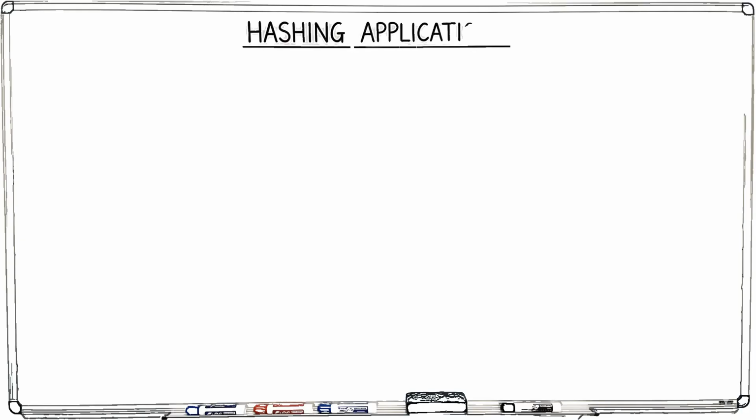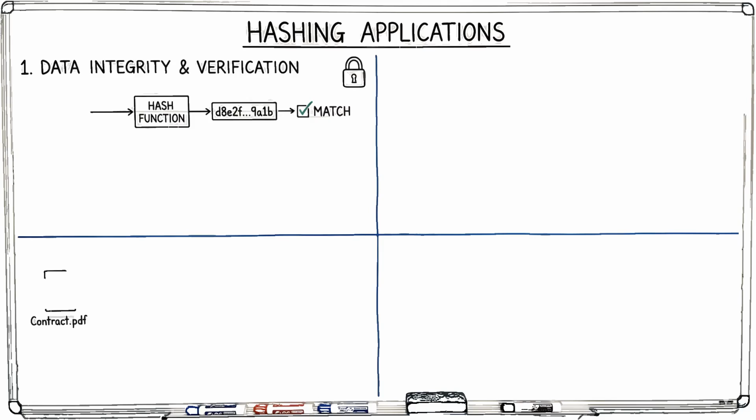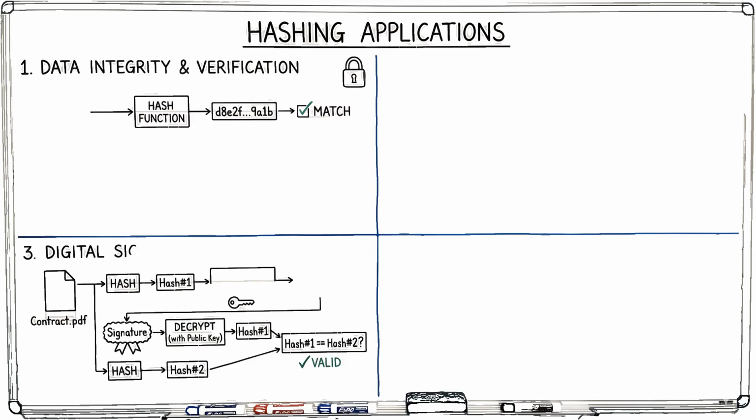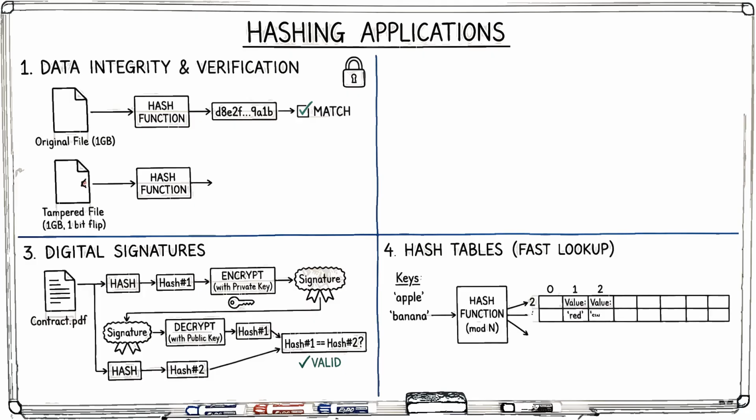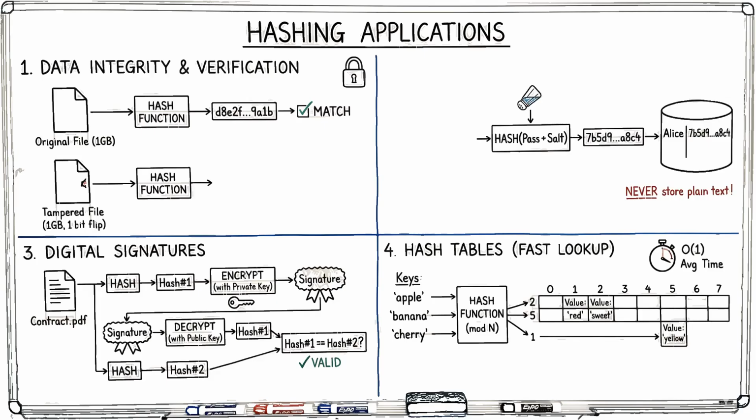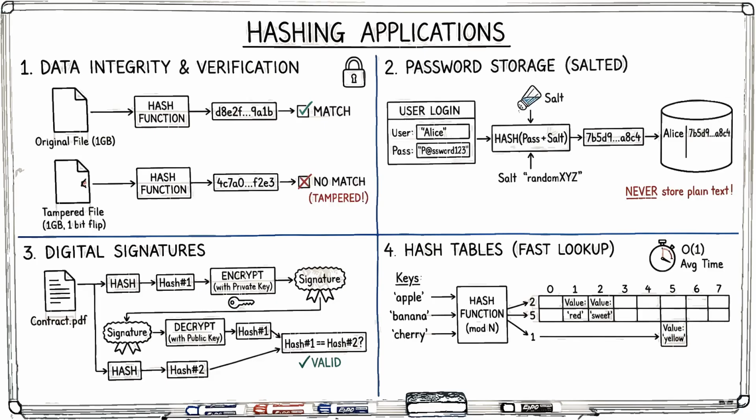Hashing applications. Hashing is used in various applications, which dictates the type of hash function required: simple, non-cryptographic, or cryptographic. 1. Data integrity and verification. The hash acts as a digital fingerprint for data. If you download a large file, you can calculate its hash. If the calculated hash matches the hash provided by the source, you can be sure the file was transmitted without error or tampering. Even a single bit change in the file would result in a completely different hash.